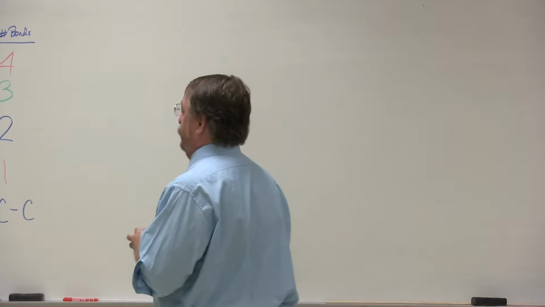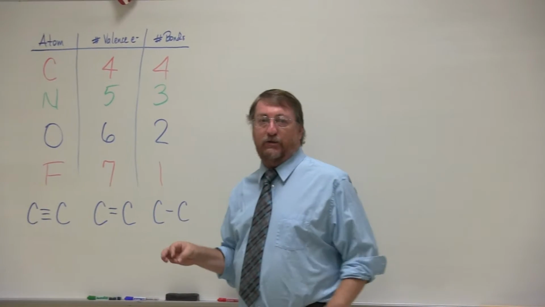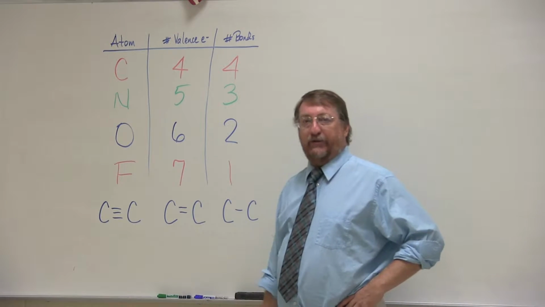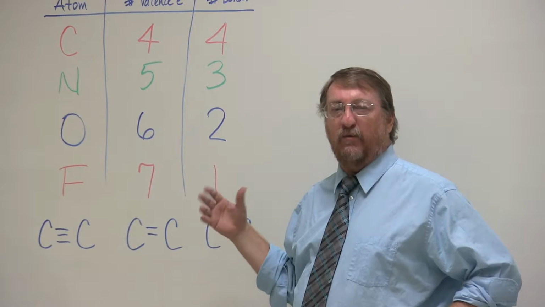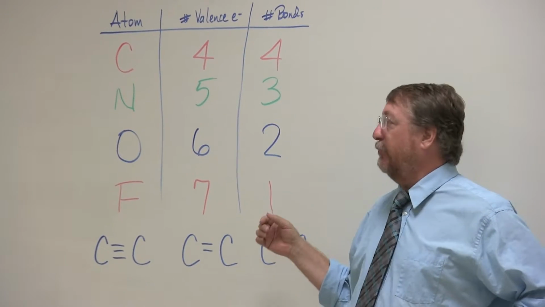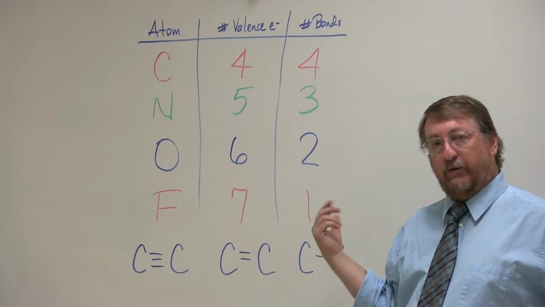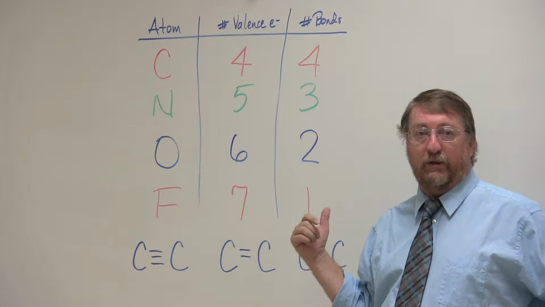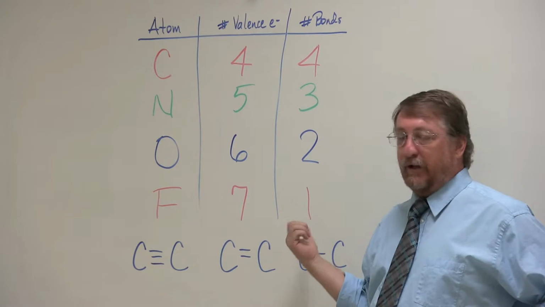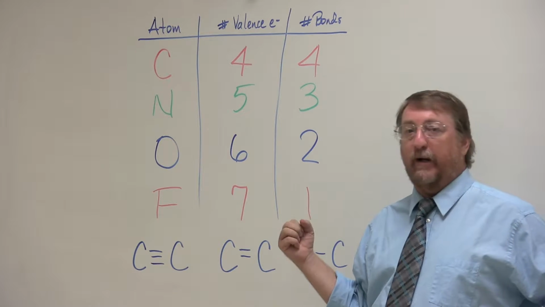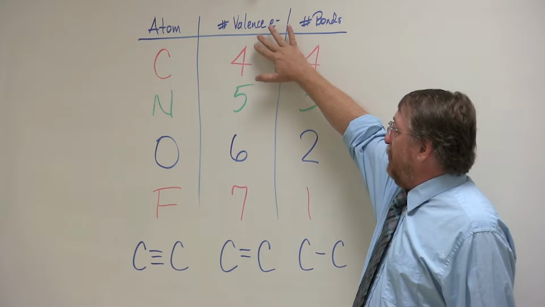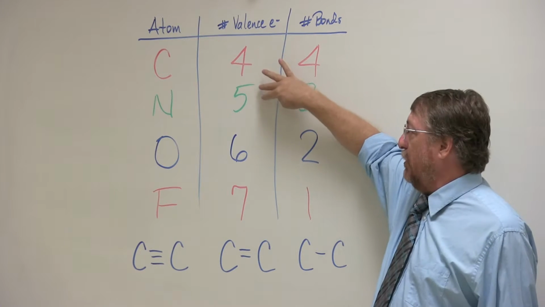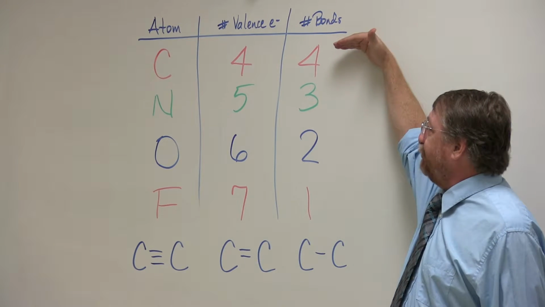I've got a little chart here just to show you some generalizations about some of the columns. And these are the columns, not just this element. So carbon's column would also include silicon. Nitrogen's column would include phosphorus and arsenic. Oxygen's column would include sulfur, selenium, and tellurium. And then fluorine's column, the halogens, would include chlorine, bromine, and iodine. The number of valence electrons we know how to determine. So the entire column has 4, nitrogen's has 5, on and on.